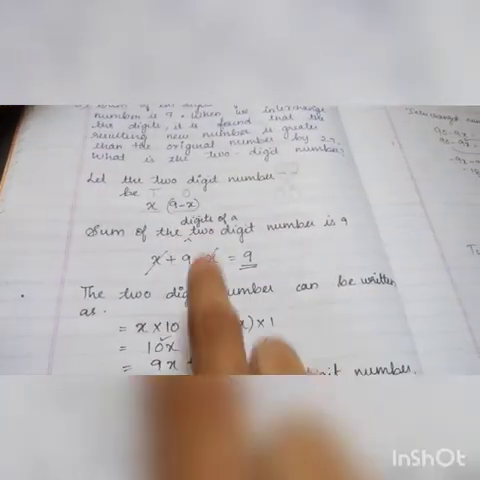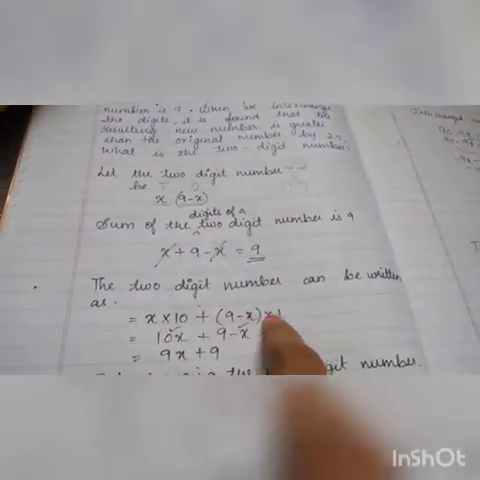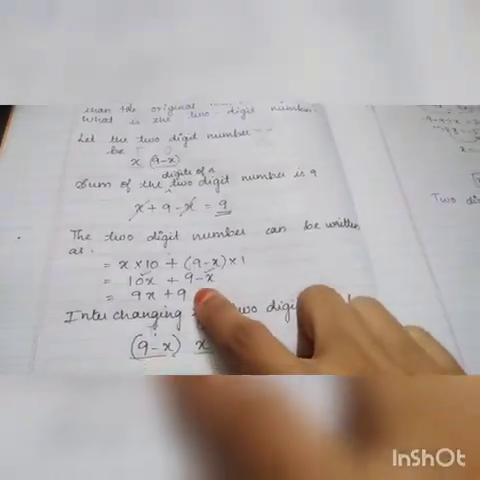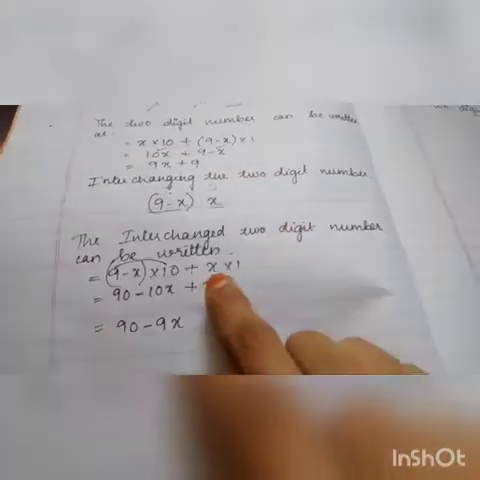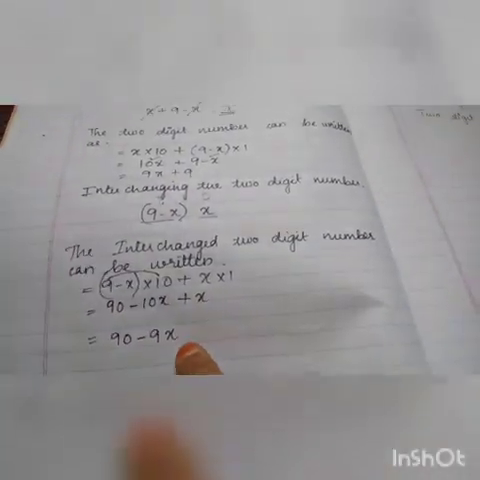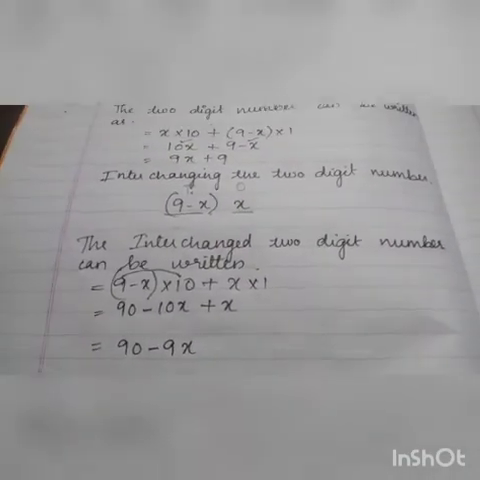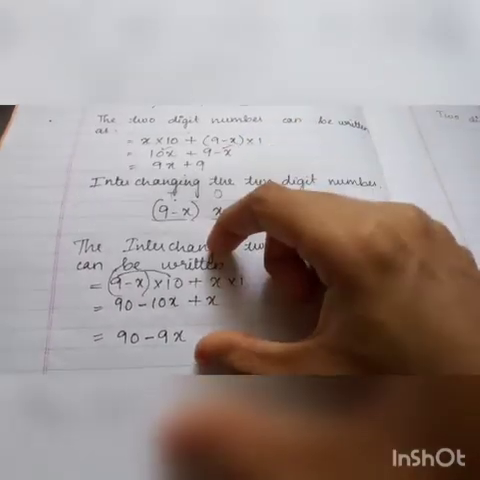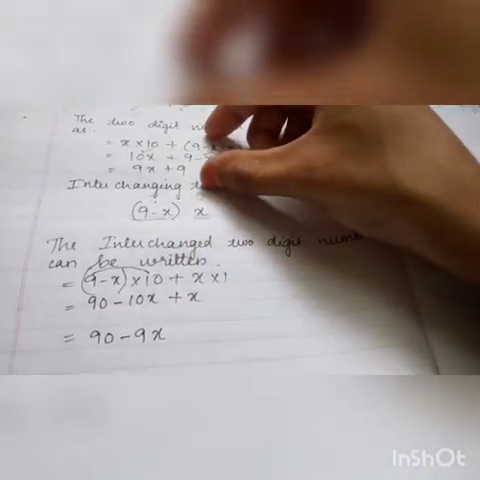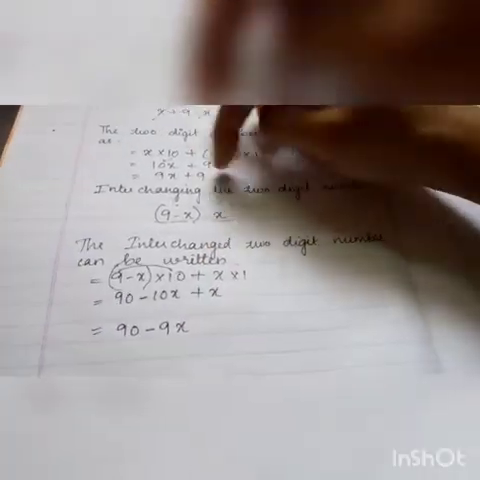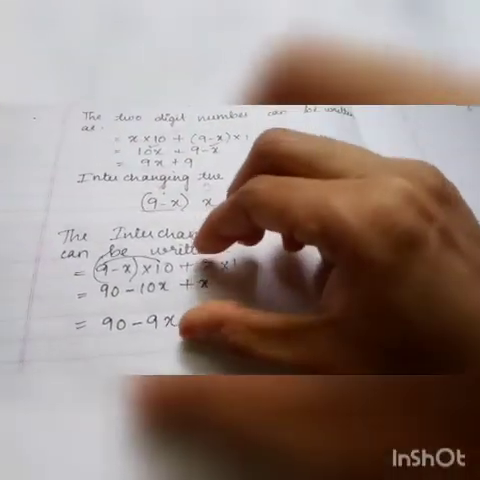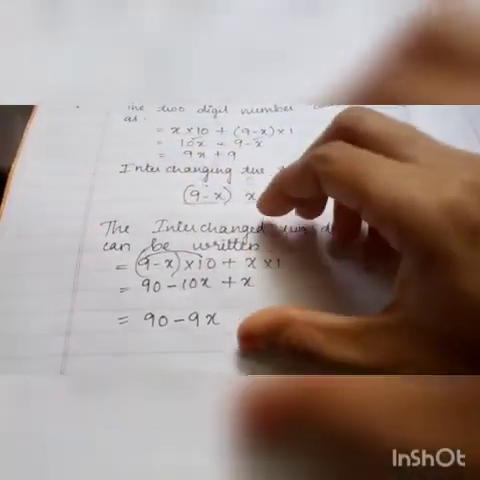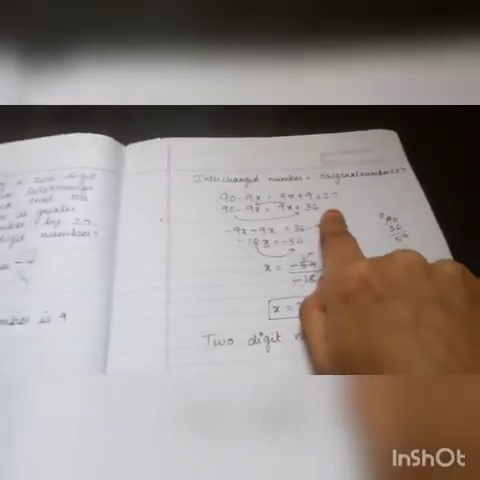So shall we expand this number? x into 10 plus 9 minus x into 1. I have just expanded and written. So this is my 2-digit number. I am interchanging it and again expanding that number, so I am getting 90 minus 9x. After interchanging, what they are saying is the new number is larger than this number by 27. So if you add 27 to this number, you will get the new number. This is large, this is small. So that is what I have written, plus 27.